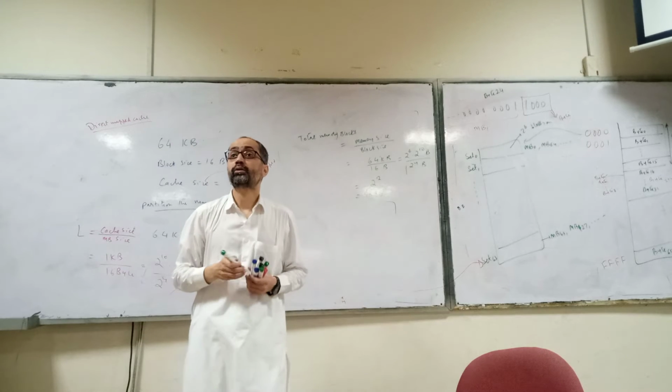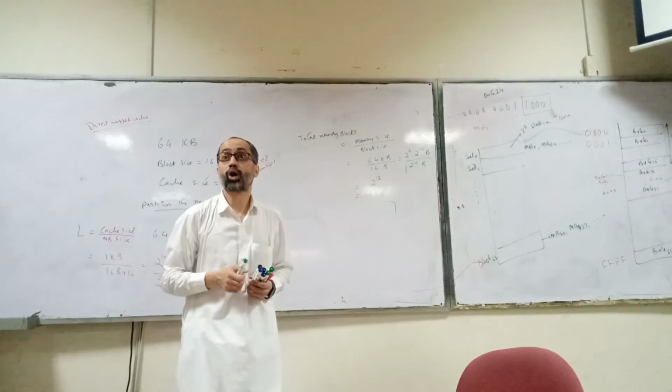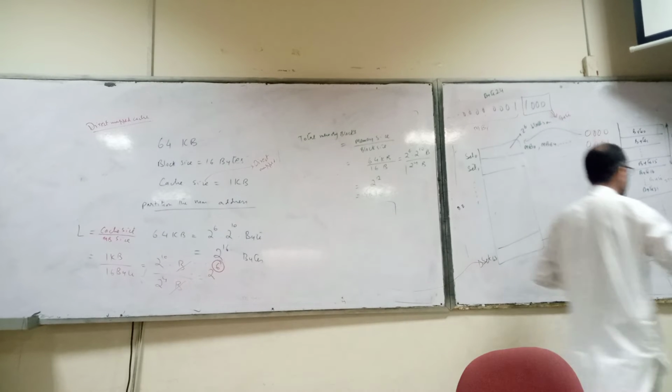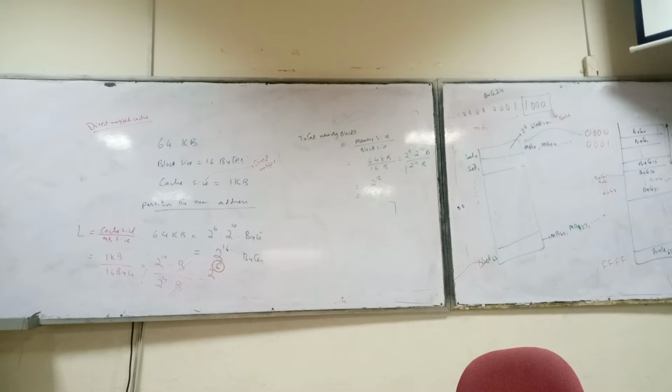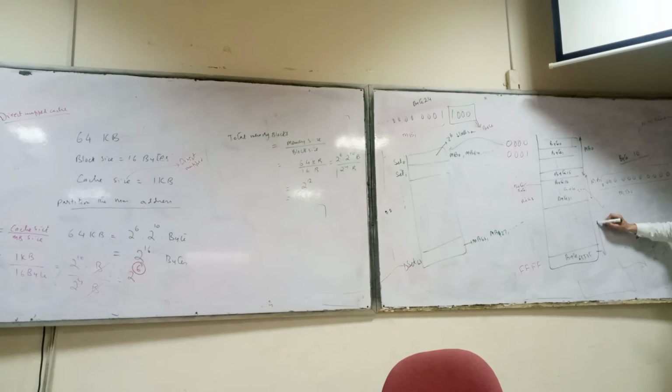There are 4096 blocks. So can we write it like this? It is memory block 0, memory block 1, and the last one. What is the last block? 4095. The last block is actually main memory block 4095.